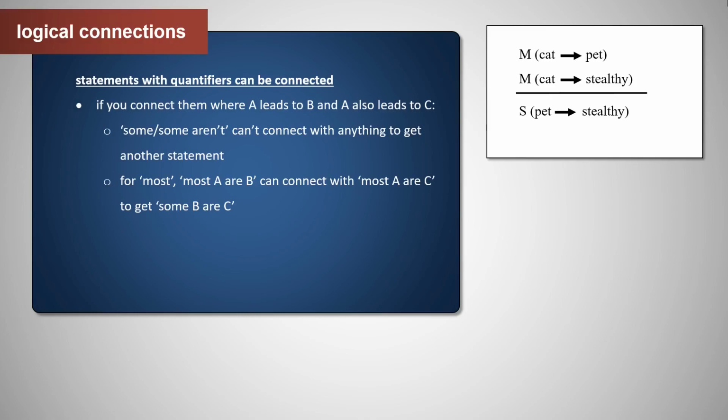So that's what you can do with most. You can connect some and most in a transitive argument with another all statement, or if you have two most statements, they can both lead to a some statement. Most aren't cannot connect with anything to get another statement. So you can't do the opposite and say most aren't this and most aren't that, and then say that some aren't that. It's only with most.